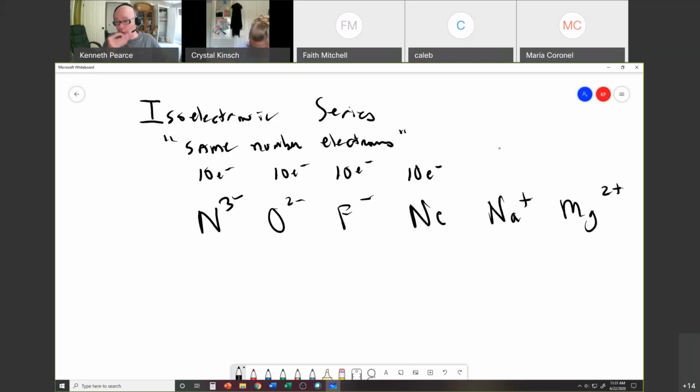And what does it mean to be plus? Plus means you're missing an electron. So once again, we have 10 electrons. Same thing with magnesium. Magnesium 2 plus means you're missing 2 electrons, right? What's magnesium? Magnesium is element number 12, so we're back to 10 electrons. So all 6 of these ions and the neutral neon, all of these have 10 electrons. They are isoelectronic.